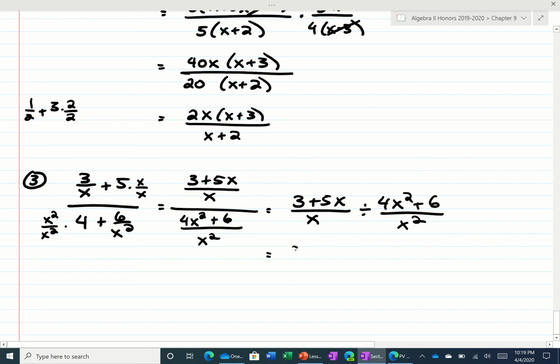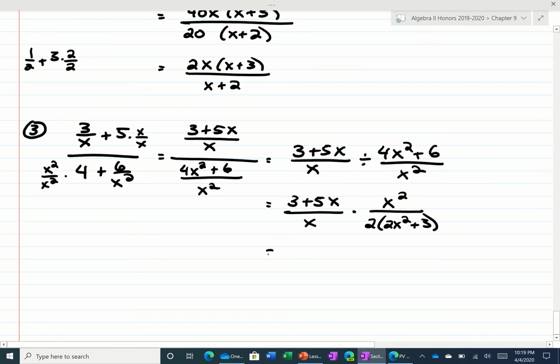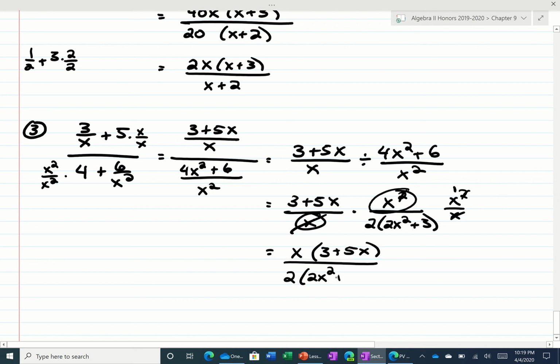I'm going to keep change flip. And it looks like we could actually factor out a 2 from the top here. Not that it's going to do us anything, but we should always factor anyway. And if we're multiplying by x squared and we're dividing by x, if I were to write them on top of each other, x squared over x, that would just be x to the first. So I'm going to have an x to the first on top, cancels out with an x on the bottom, and I get 3 plus 5x, and then on the bottom I have 2 times 2x squared plus 3.